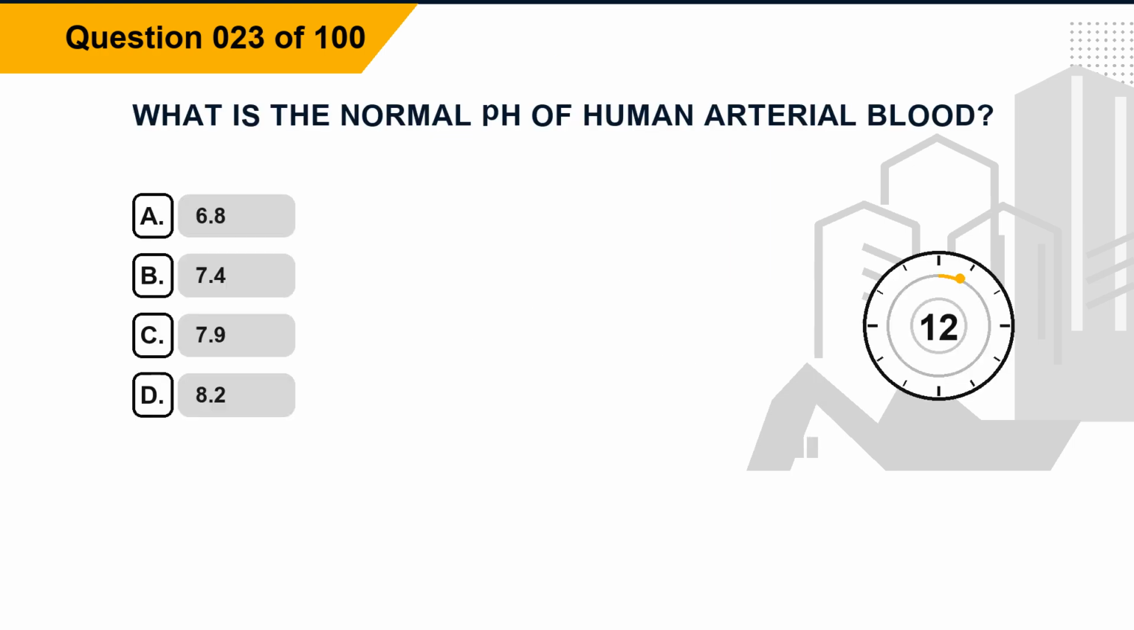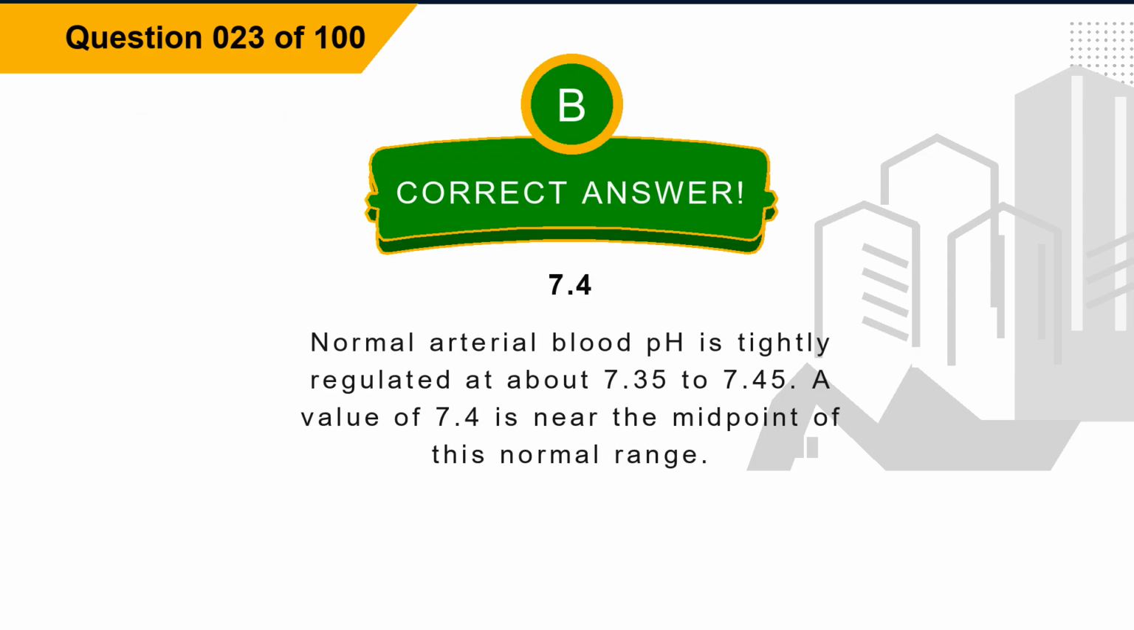Question 23. What is the normal pH of human arterial blood? Option A, 6.8. Option B, 7.4. Option C, 7.9. Option D, 8.2. The correct answer is option B, 7.4. Explanation. Normal arterial blood pH is tightly regulated at about 7.35 to 7.45. A value of 7.4 is near the midpoint of this normal range.